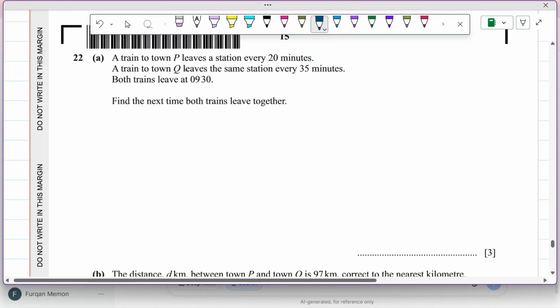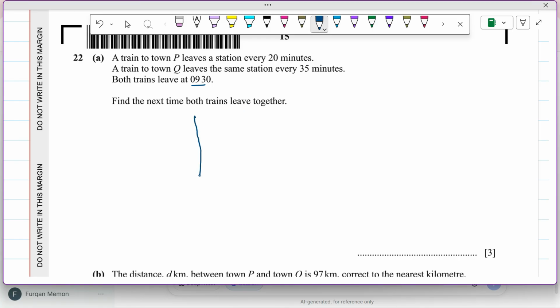Question number 22. The train to town P leaves a station every 20 minutes. A train to town Q leaves the same station every 35 minutes. Both trains leave at 9:30. Find the next time both trains leave together. So if we find the least common multiple of 20 and 35, we can get the common point when they will leave again together.